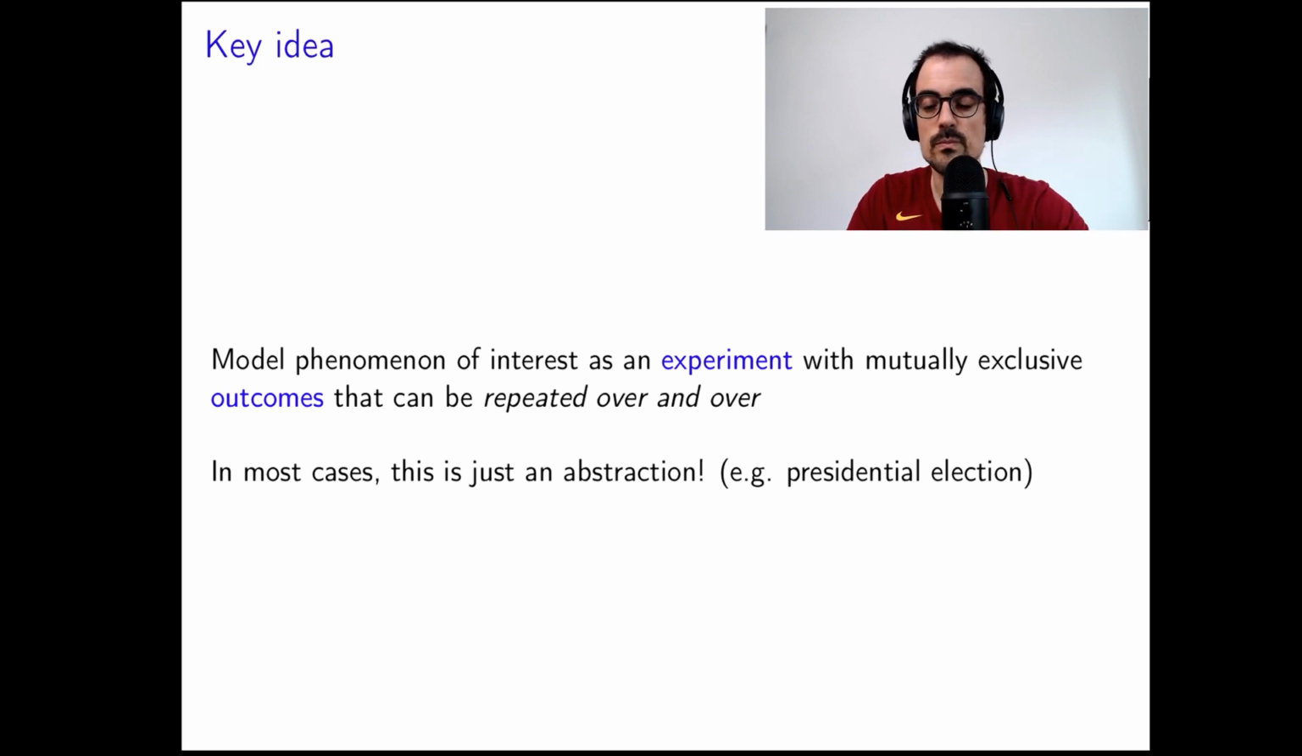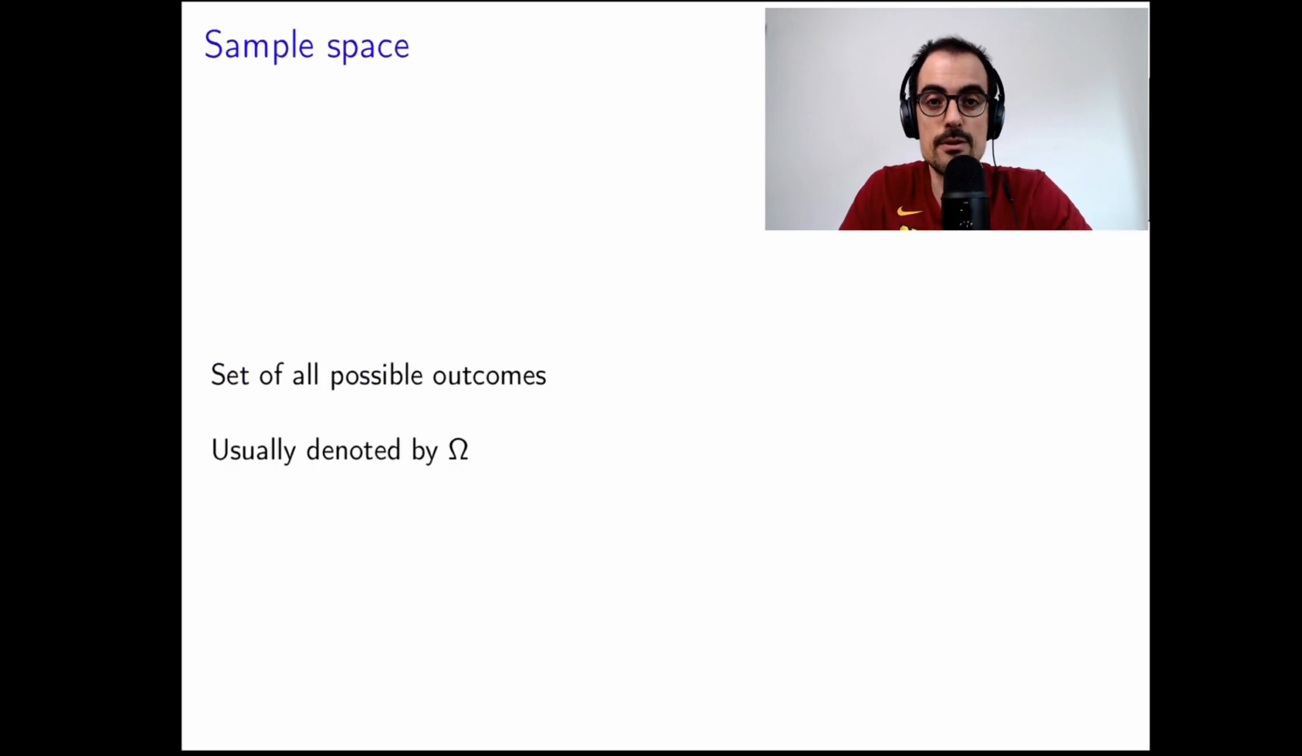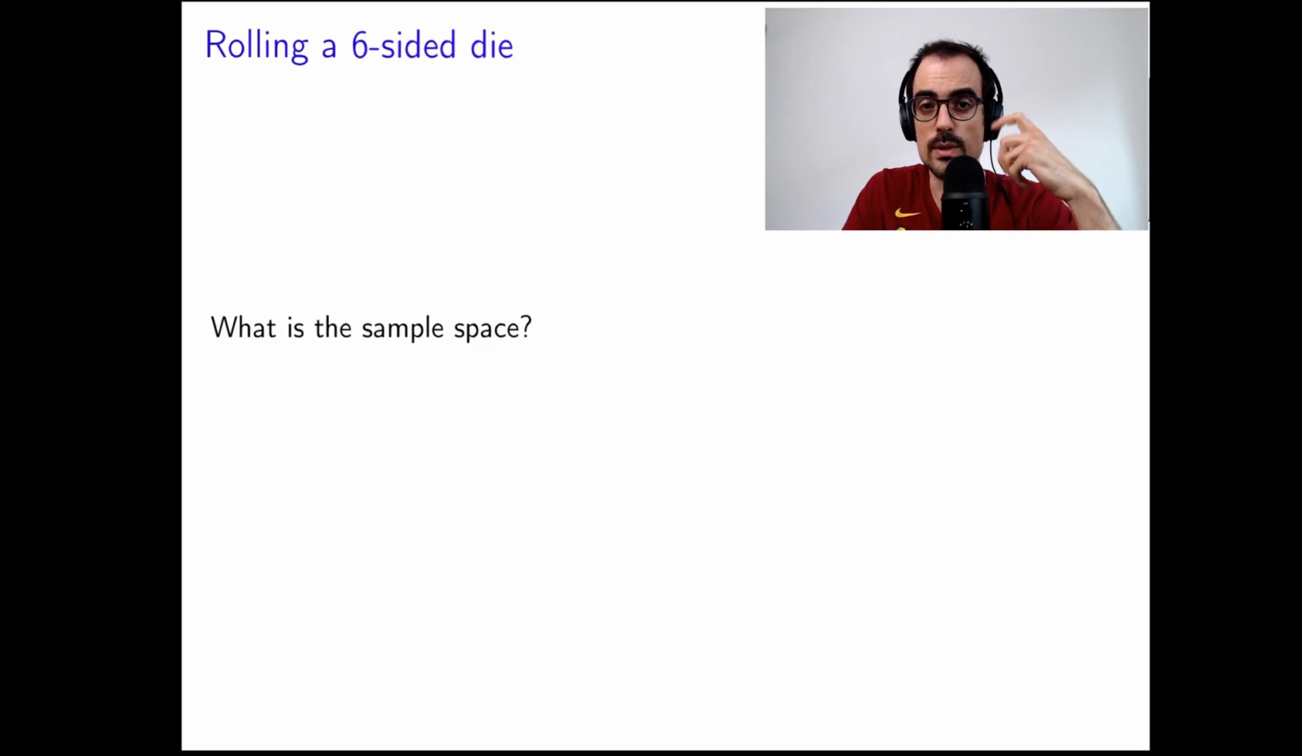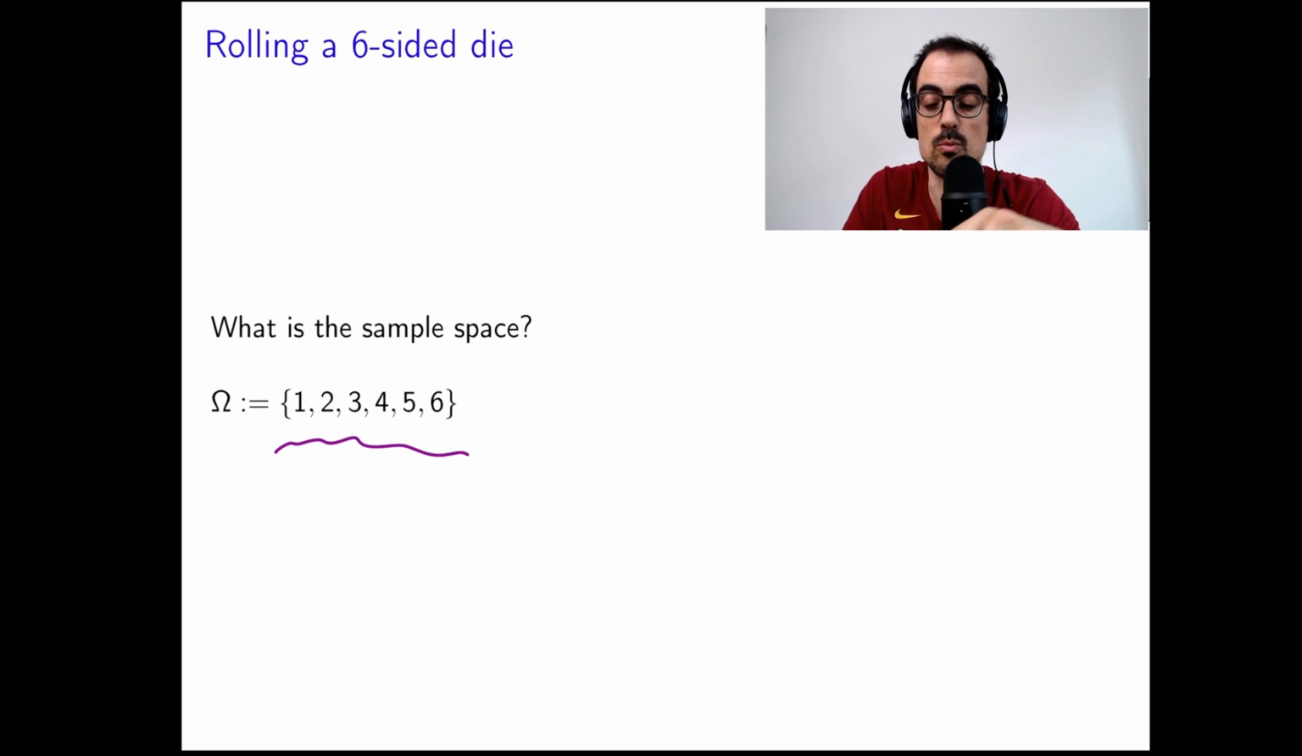Okay, so when we have an experiment, what we're going to assume again is that it has mutually exclusive outcomes. The sample space of the experiment is the set of all those possible outcomes. We usually denote it by this letter, which is big omega. All right, so in the case where we roll a 6-sided die, the sample space or the set of all outcomes is very simple. The die has 6 sides, so 1, 2, 3, 4, 5, and 6. It's the set of the integers from 1 to 6.